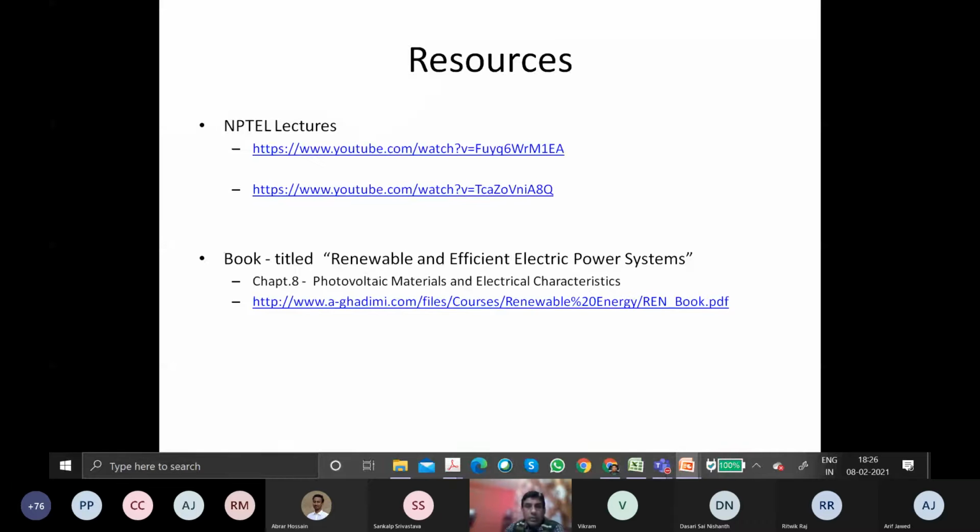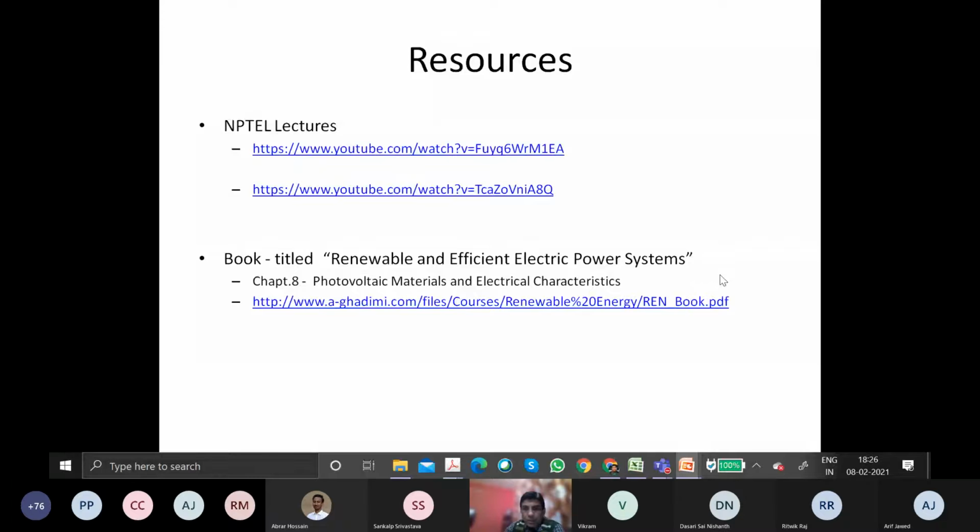So again, I have put 2 NPTEL lectures here, and they both are from the same Professor Banerjee, and it has been explained in a very simple and very easy manner. And the same book, again chapter number 8, is useful in this topic. Earlier there was another chapter on wind energy system. Now this is on photovoltaic material and electrical characteristics. So please go through this chapter and these video links. It will be more helpful for you to follow it up.